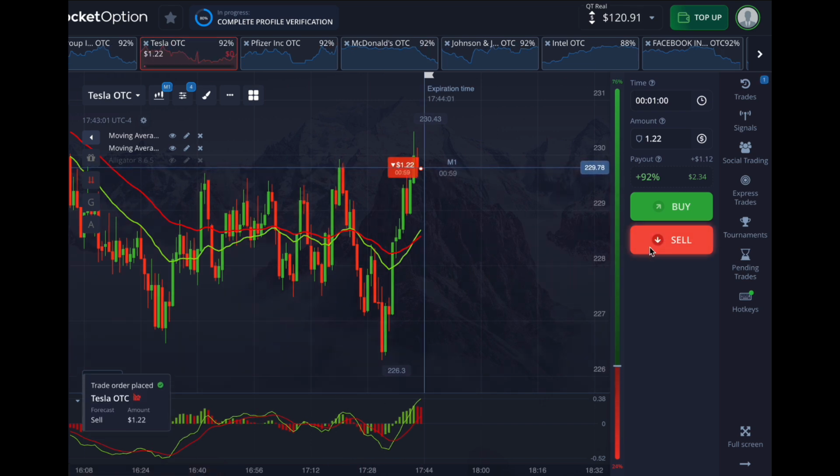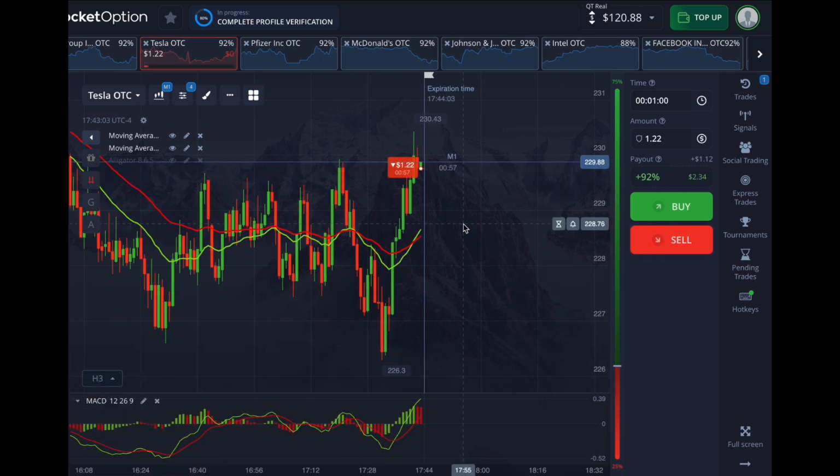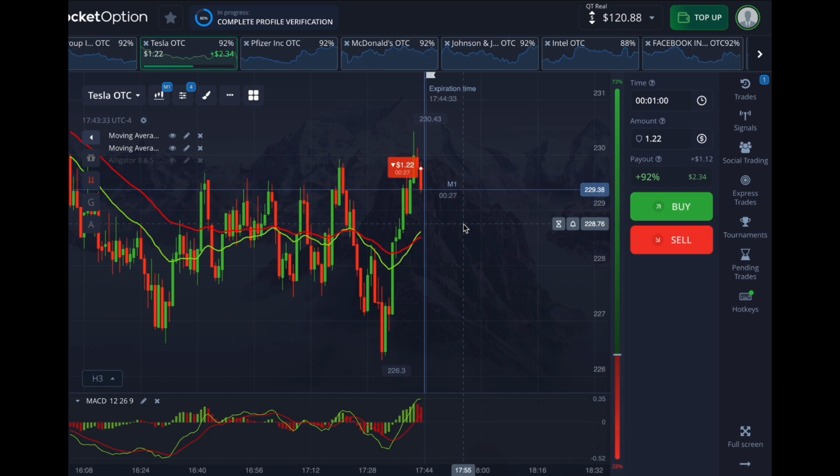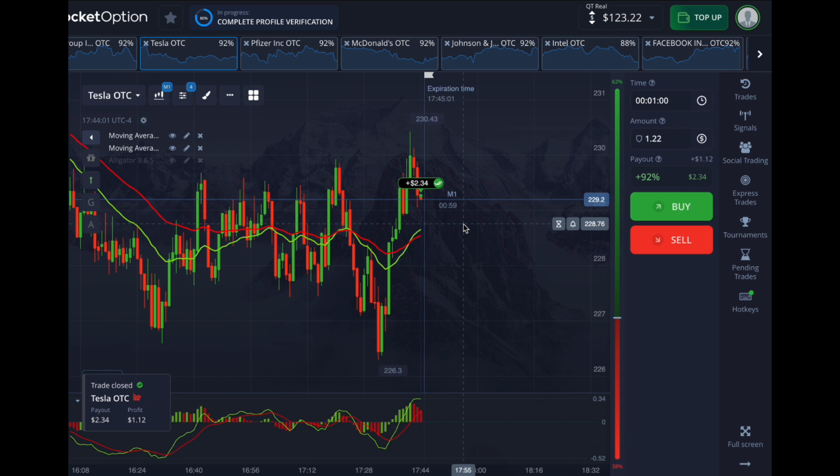With this first trade, you can see to the left, there's a lot of activity for Tesla OTC, and it's opened an opportunity for a quick pullback in price. And we have won the trade.